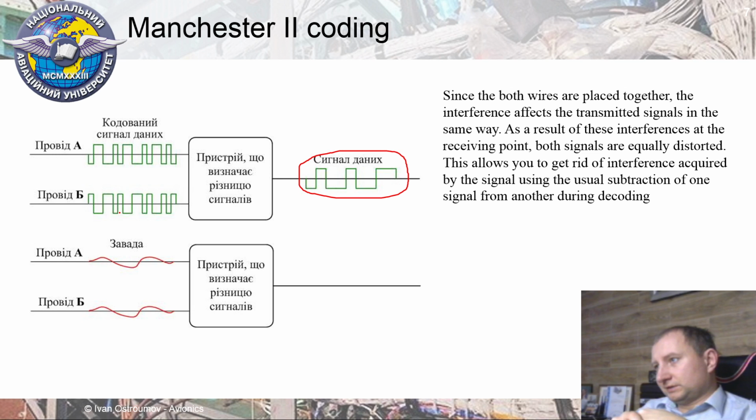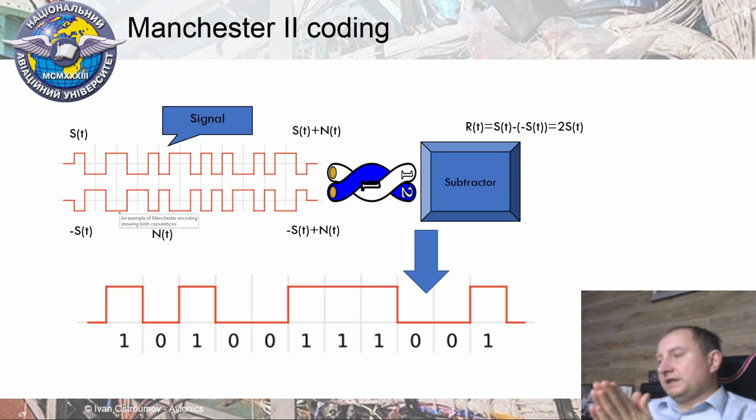Thus, Manchester 2 coding helps not only support the precise level of data transferred. It supports also reducing or deleting the noise influence.